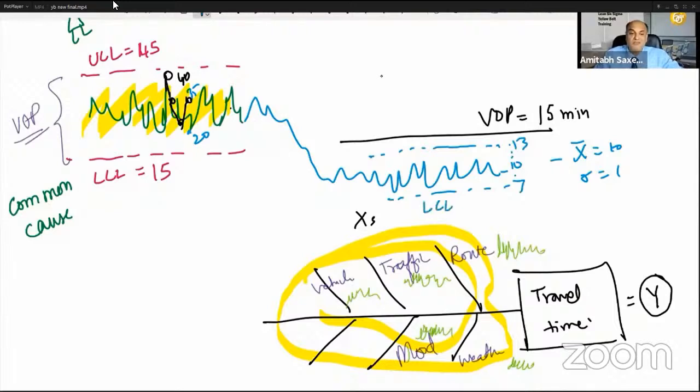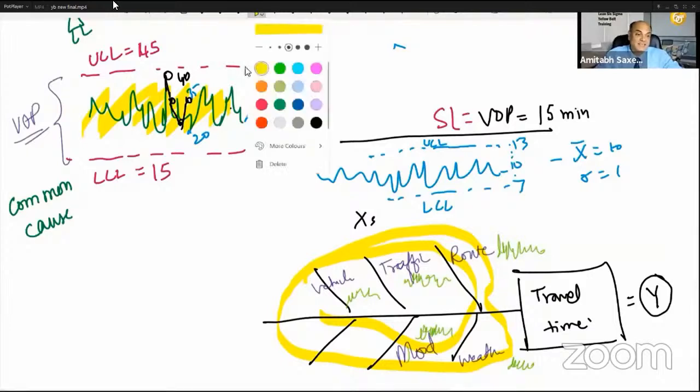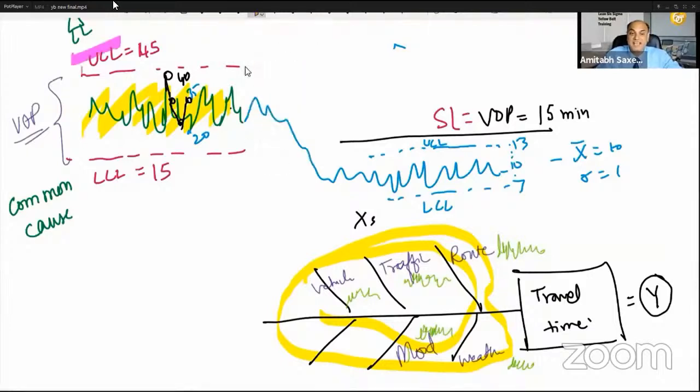My new lower control limit and upper control limit should be within the specification limit. So this is SL. Remember, this was CL. Okay, this is SL. Specification limit is the voice of the customer, given by the customer. CL is the voice of the process, given by the process. This is the way I am operating. This is the way I will behave.